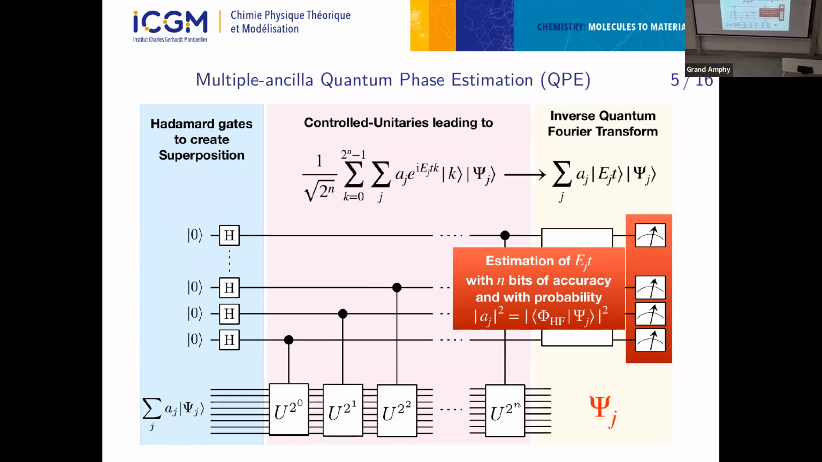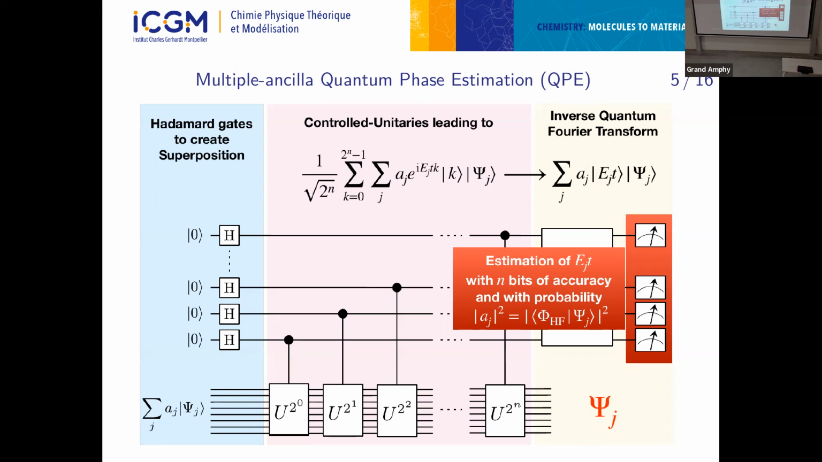And then you measure. And of course, when you measure, you will collapse this state. So you will have a probability A_j squared, which is the overlap between the eigenstate and the Hartree-Fock state, for instance, if you started your algorithm with the Hartree-Fock state. So you have the probability A_j squared to get the energy in the phase E_j t. And also, because you have entanglement, your register will collapse to the true eigenstate psi_j.